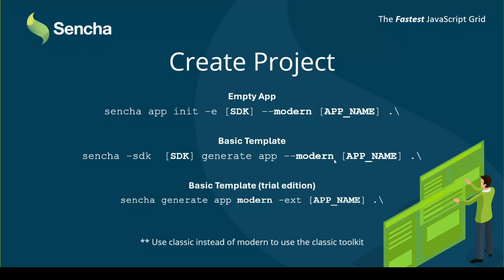Sencha has two different toolkits, the modern toolkit and the classic one. You can use either one for this example. However, the classic toolkit is optimized for desktop devices, and the modern toolkit is optimized for mobile devices. And then give it a name, and then you can specify the folder where it's going to be saved.